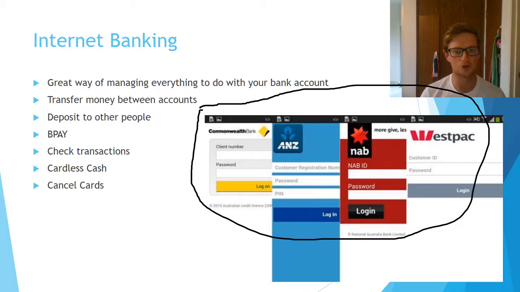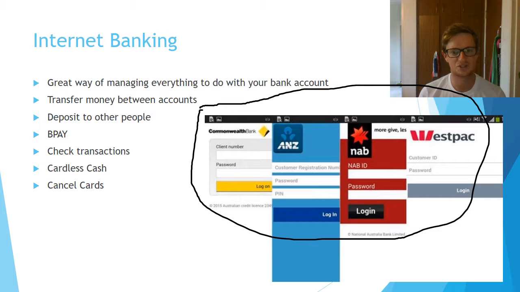Check transactions. So this is a really good one. If you're worried about things like people stealing money from your account, whether they're skimming from your card, you can go back through and check what transactions have come out of your account. Or if you're not sure if a certain payment, that might be a direct debit, has come out or not, it's just another way of checking it.